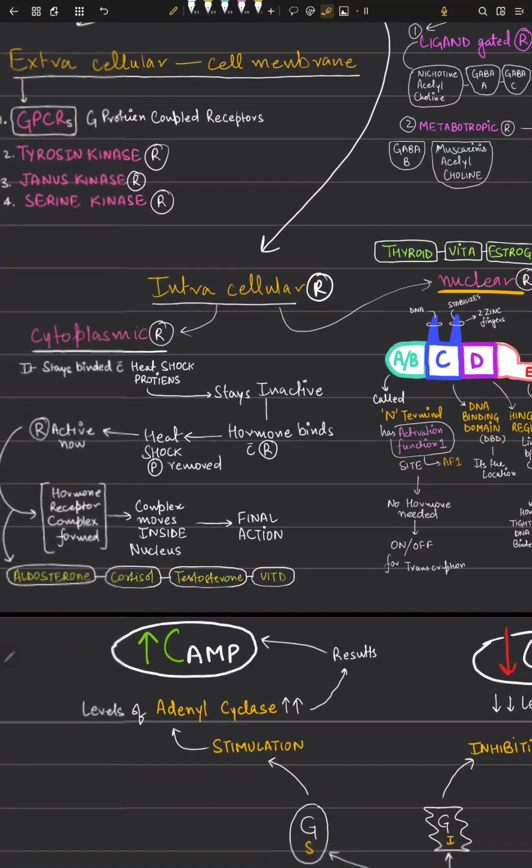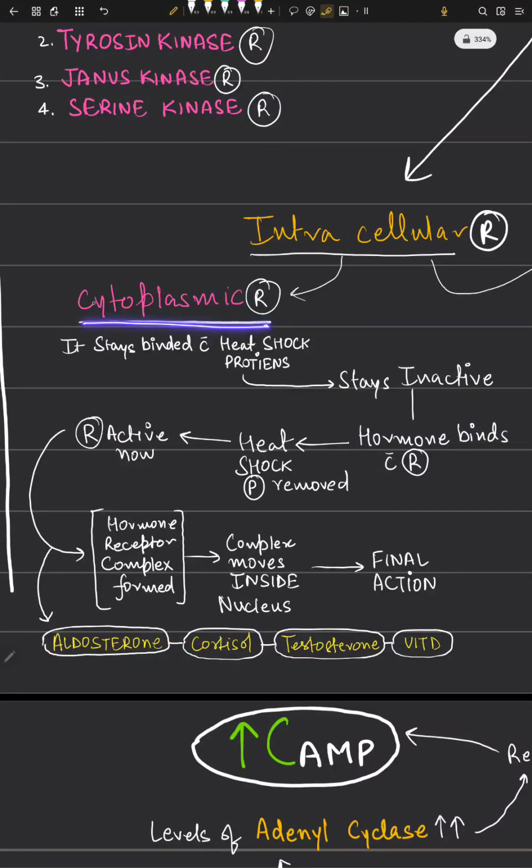Okay. So the cytoplasmic receptor. The deal with the cytoplasmic receptor is that it doesn't matter if it is inside the nucleus or outside. Eventually this receptor has to go inside the nuclear membrane. So that's the basic concept. It stays bound with heat shock protein. Heat shock protein is like a lock on the receptor. Unless you get rid of heat shock protein, the receptor won't be activated. So it stays inactive, and the hormone binds with the receptor and then heat shock protein is removed. Cool, the receptor is now activated.